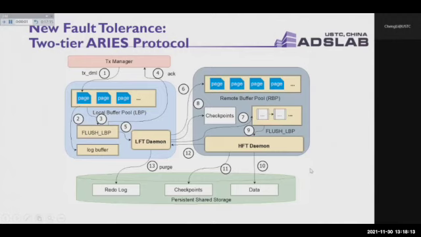Finally, this heavy fault tolerance daemon replies to the compute node, and the compute node periodically purges the redo log. Right now we use the redo log, right, to truncate the log to avoid the log growing too fast. Okay, this is what we have done with the two-tier ARIES protocol.